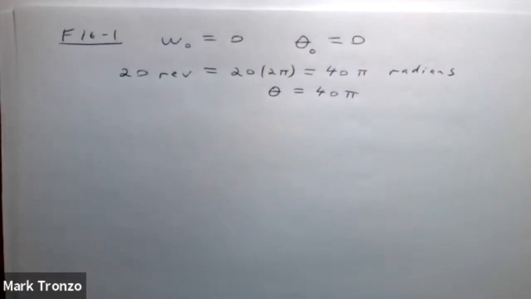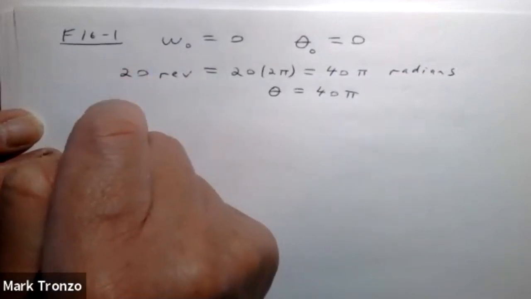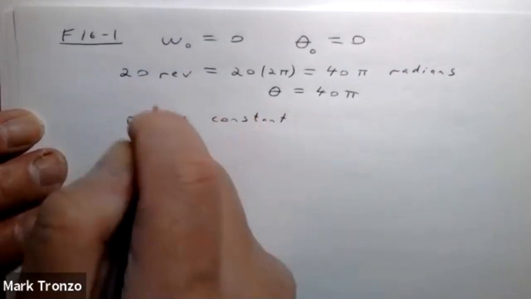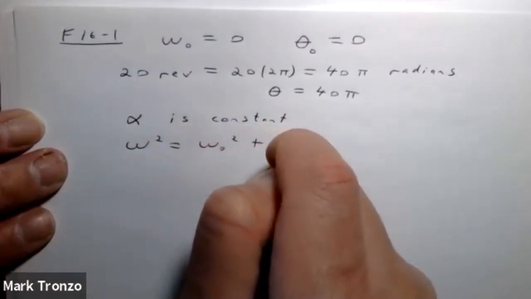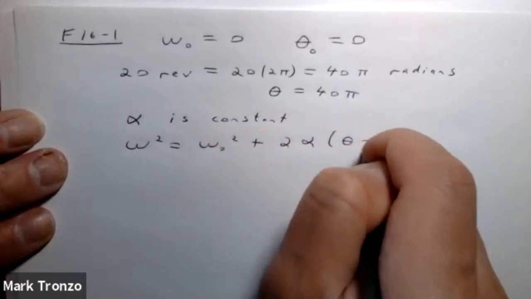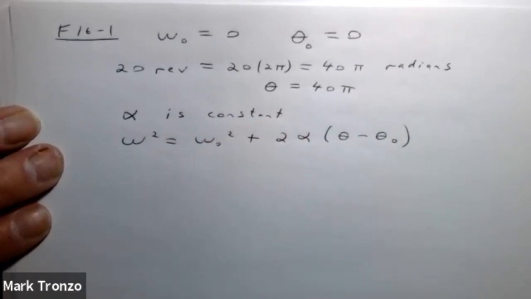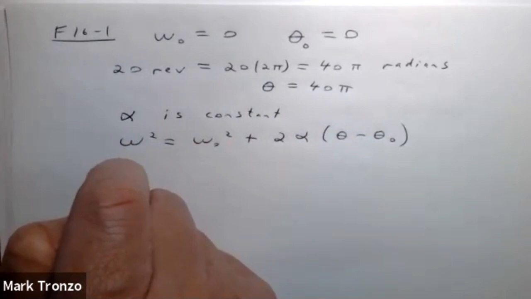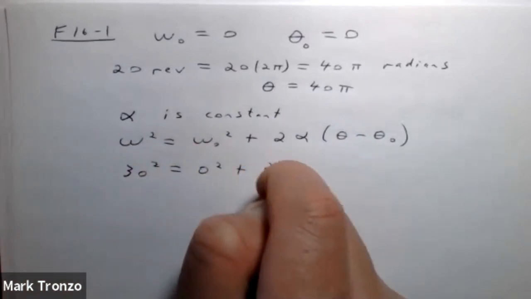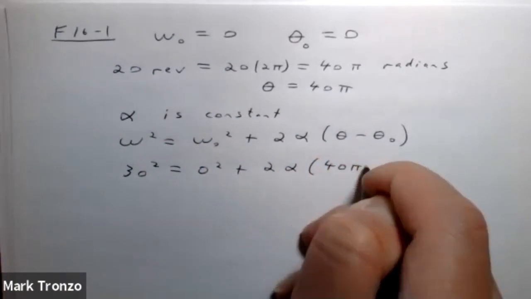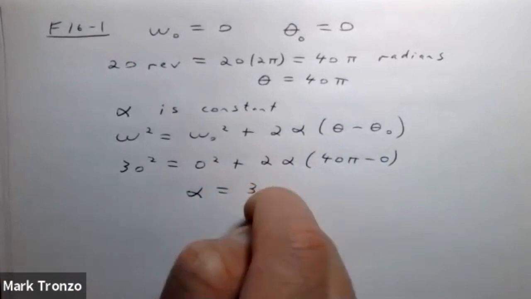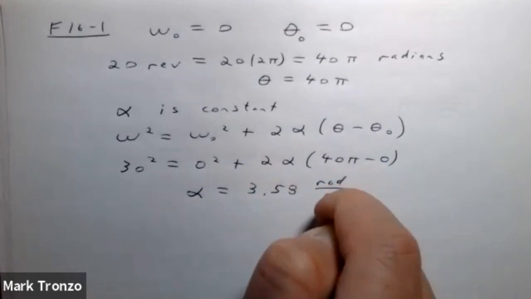Since it doesn't say anything about time, and since alpha is constant, you want to use omega squared equals omega naught squared plus 2 alpha times theta minus theta naught. Starting from rest, we determine the angular acceleration required to get to 30 radians per second. So 30 squared is 0 squared plus 2 alpha times 40 pi minus 0. If you put that on your calculator, we get 3.58 radians per second squared.